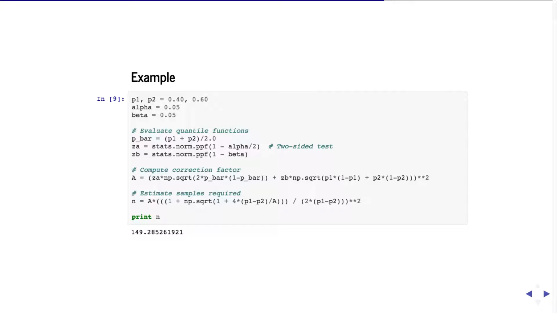And I want false positive and false negative rates of 5%. Then I can go through and just turn the crank on these calculations and get out an n. And here it tells me 149 is how many samples I would need to be guaranteed, in expectation, to meet those criteria.